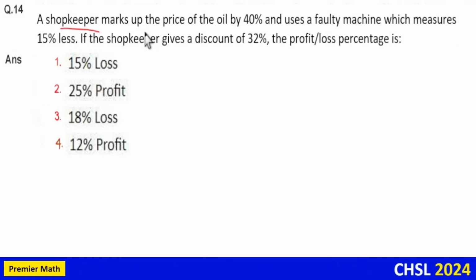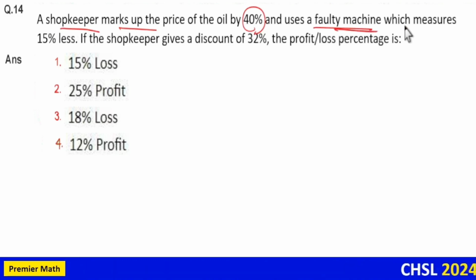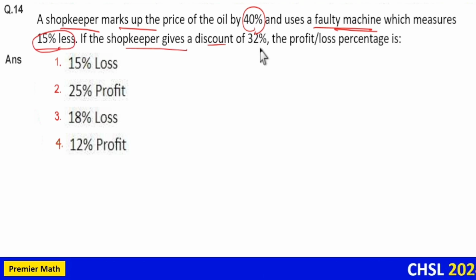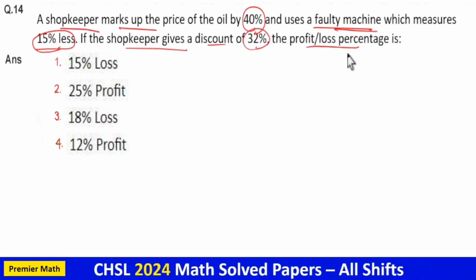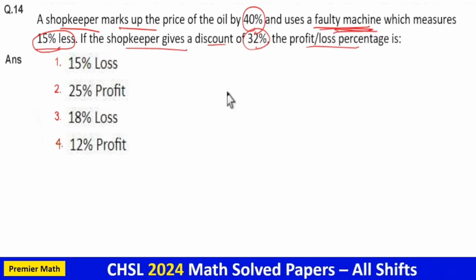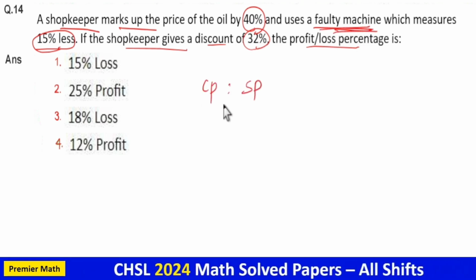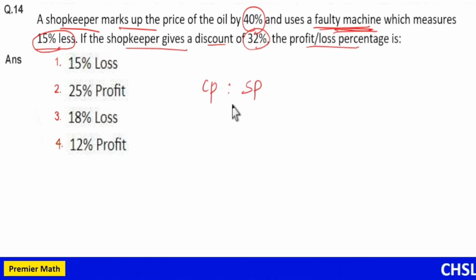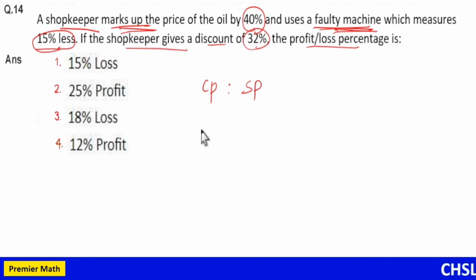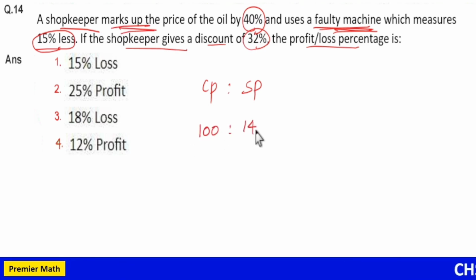A shopkeeper marks up the price of the oil by 40% and uses a faulty machine which measures 15% less. If the shopkeeper gives a discount of 32%, the profit or loss percentage is? Here, whenever you have this faulty machine concept, always use the cost price and sell price ratio because it is the easiest method. Now, the shopkeeper marks up the price of oil by 40%, which means if the oil costs 100 rupees, then he marks it as 140 rupees.